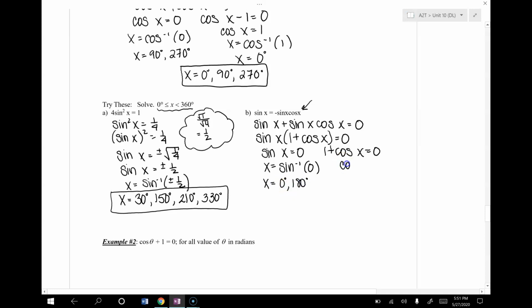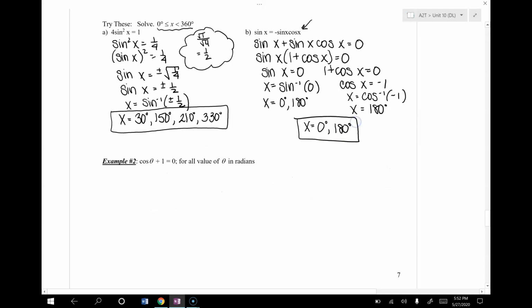On the right-hand factor, we subtract 1 to both sides. So cosine of x is equal to negative 1. So x is equal to the inverse cosine of negative 1. Where is this? At pi or 180 degrees. Now 180 degrees fits 2 of these factors. You can list it twice, but it's really not necessary. So x is just equal to 0 degrees and 180 degrees. Sweet. All right, example number 2.